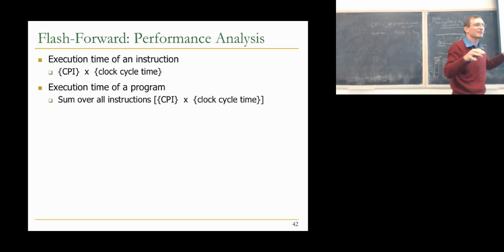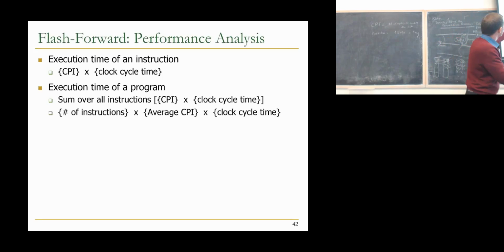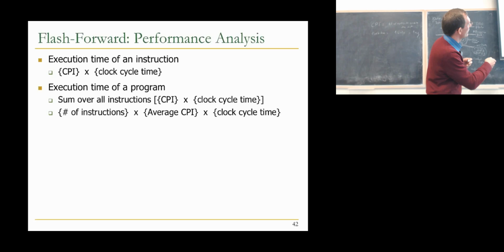Right? Now, to make performance analysis a little bit easier when making trade-offs, we break this equation like this. This is called the iron performance law of computer architecture, if you will. This is execution time: number of instructions times average cycles per instruction times clock cycle time.